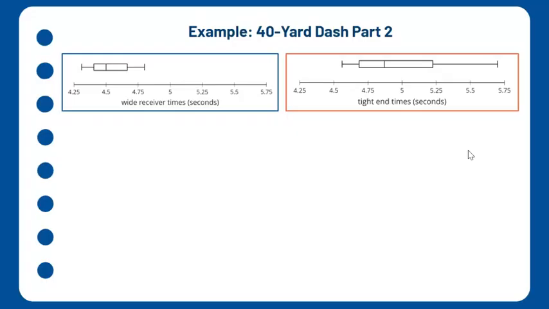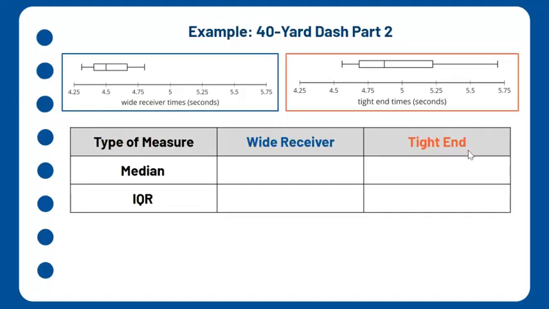We can either compute the measures or look at the box plots below. We'll use these box plots to determine the median and the IQR. Let's start with the median. From the box plot, we can see that the wide receivers have a median of 4 5/10 seconds, and the tight ends have a median of 4 9/10 seconds. The tight ends have a greater median.